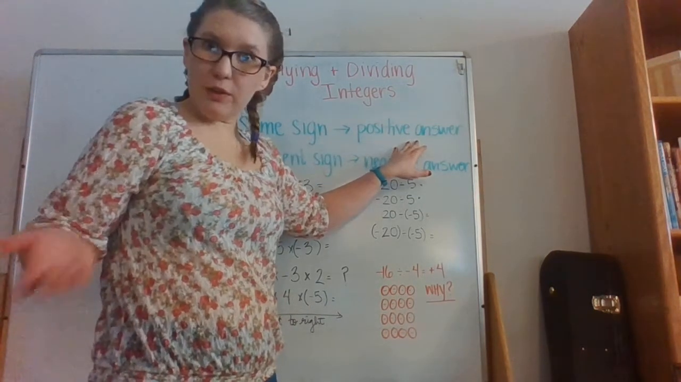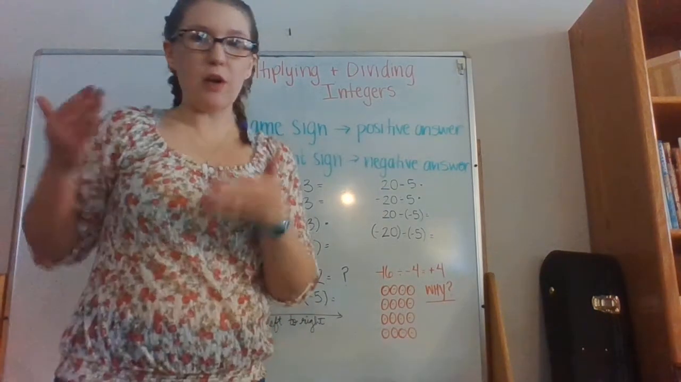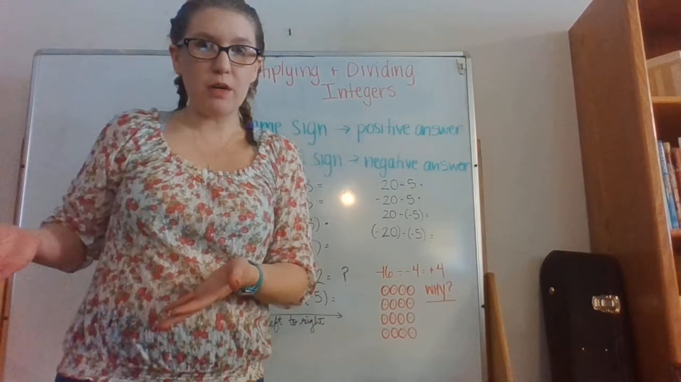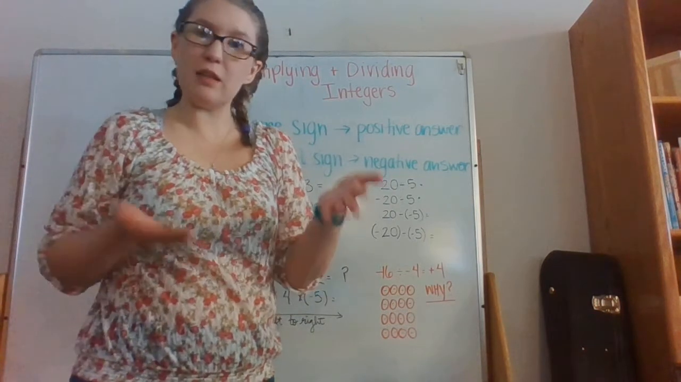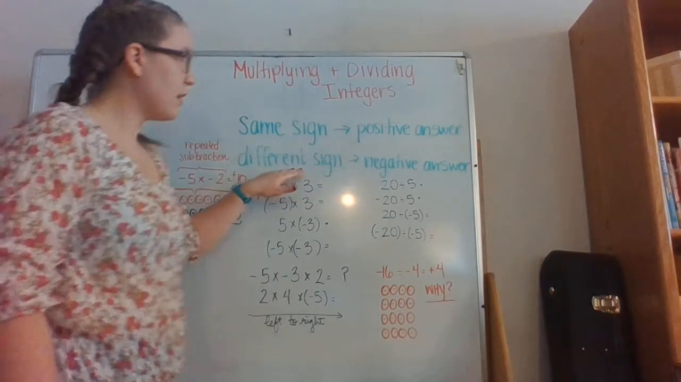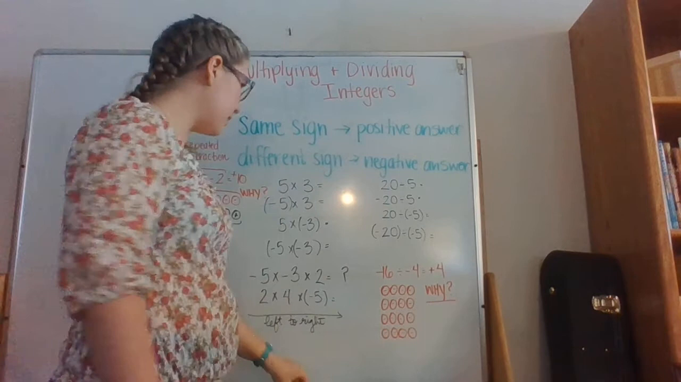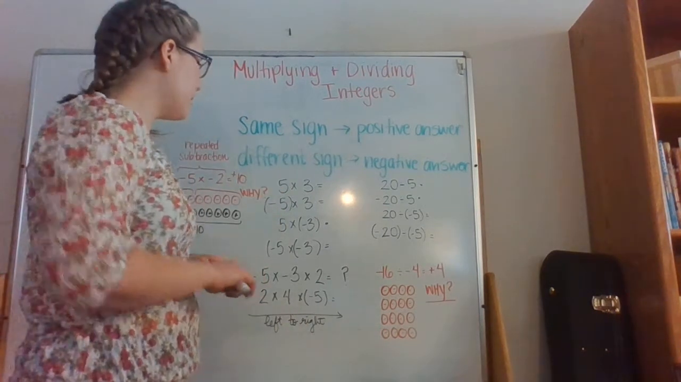Lucky for you, you already know how to multiply numbers, so this is just taking your multiplication that you already know, and then you're just adding a sign to it. If they have a different sign, then you're going to have a negative answer. So let's look at some of those examples. So for instance, 5 times 3.